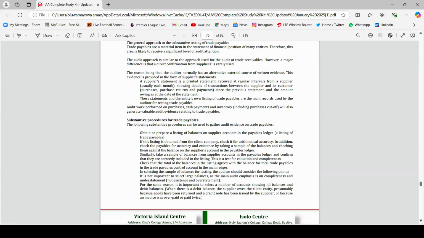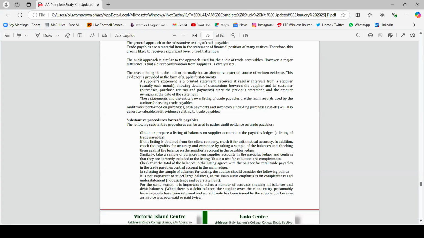Now, there could be a client system that has high IT, or you can use software to do your sampling. There is software that will help you in doing the appropriate sampling and testing for all of this. So that can be used.